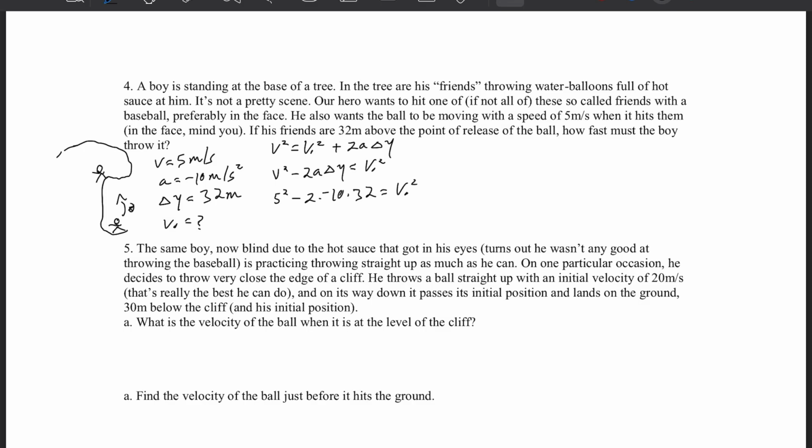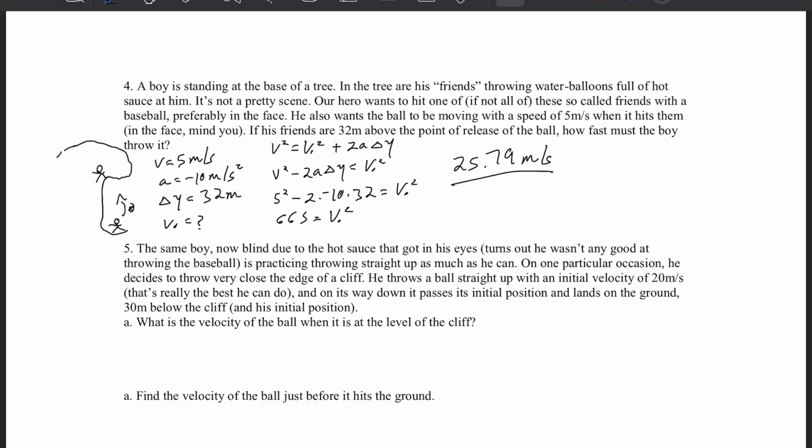And when we solve the left side of that equation, don't forget the right side is equal to v naught squared. So we'll have to calculate the left side, and then we'll have to square root so that we can get v naught. 665 is equal to v naught squared. Square root of 665 is 25.79 meters per second.